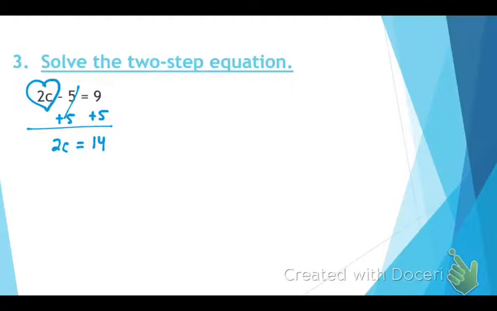Now the 2 must leave. How do I get rid of that 2? Divide by 2. Very good. You have to divide both sides. Remember, we use a fraction bar to show that we are dividing. And most of you, I could see, got c equals 7.